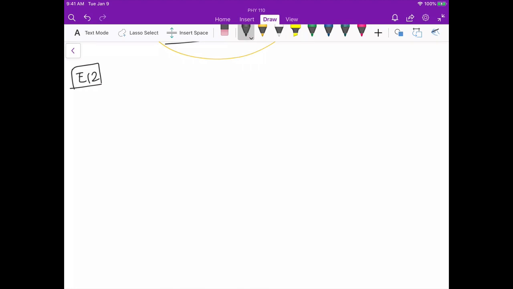E12 states a certain boat. So given there's a boat now, a boat is involved. A certain boat displaces, that means the volume of the displaced fluid equals 8.3 meter cubed.